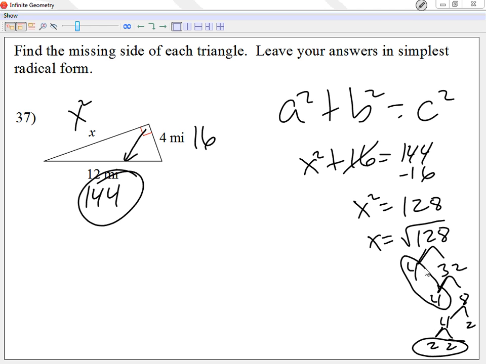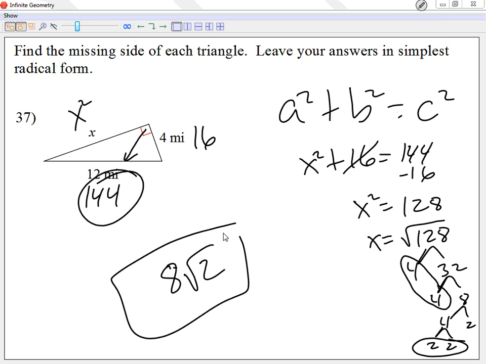So for my answer, the number outside of the radical, multiply your groups. 4 times 2 gives me 8. Inside the radical, any single, 2. If you have no singles, no radical. Like if I didn't have the single 2, it would just be 8. So my answer is 8 radical 2.